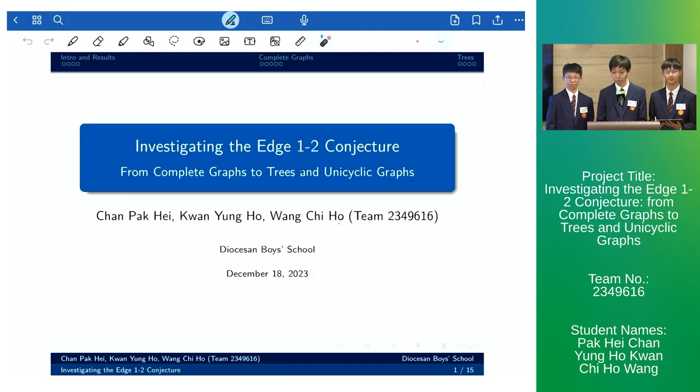Good afternoon, judges. We are team 2349616, introducing our report, investigating the edge-1-2 conjecture from complete graphs to trees and unicyclic graphs. Before we begin, these are some of the notations that we will use.